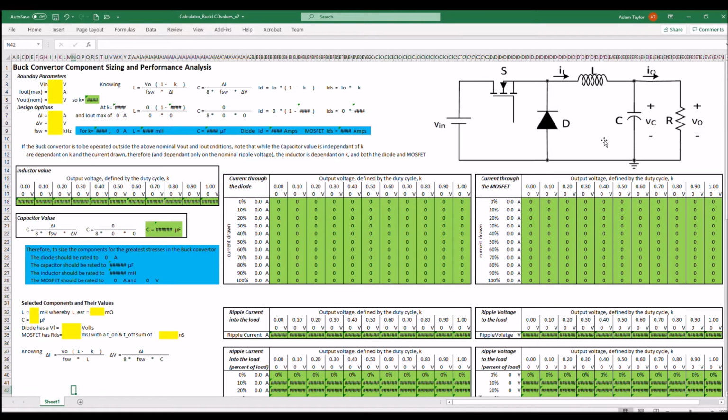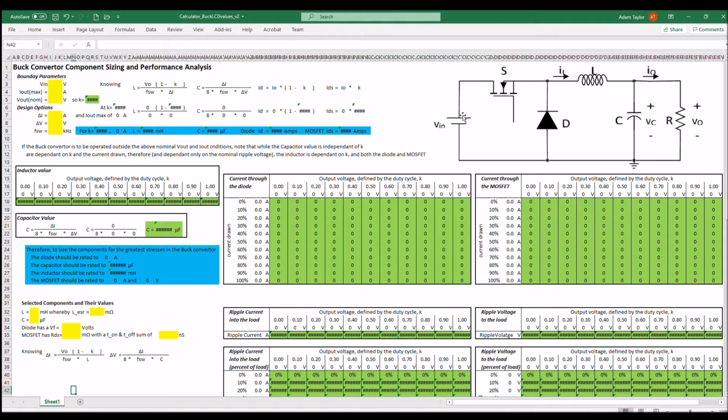It's actually quite a straightforward process, but there are several design considerations that we need to look at once we've done it. This Excel spreadsheet that I've written up will calculate the value of the inductor and the capacitor straight off, and then it's fairly easy to figure out what the MOSFET and the diode need to be specified to. But when we come to that later on, there are several things we need to consider.